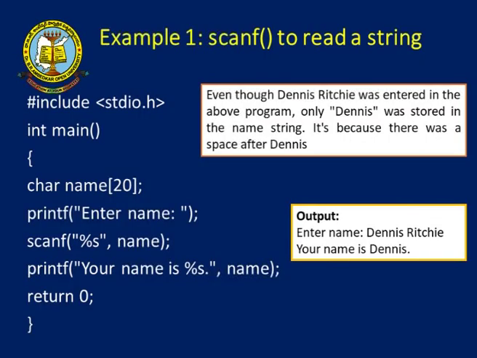And after receiving values from the user at runtime, I want to print that value as it is. Observe this statement: printf("your name is %s", name), that value will be printed. But an important point is, if you run this program, for example, I entered the name Dennis Ritchie, but if you observe the output, it is like your name is Dennis only. We entered Dennis Ritchie, but the output is only Dennis, the word Ritchie is missed.